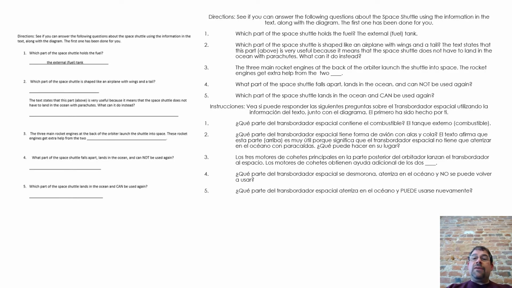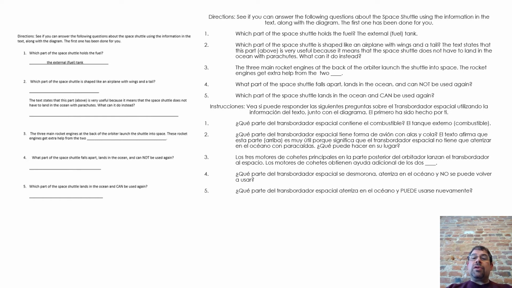Directions. See if you can answer the following questions about the space shuttle using the information in the text, along with the diagram. The first one has been done for you. 1. Which part of the space shuttle holds the fuel? The external fuel tank. 2. Which part of the space shuttle is shaped like an airplane with wings and a tail? The text states that this part, above, is very useful because it means the space shuttle does not have to land in the ocean with parachutes. What can it do instead?